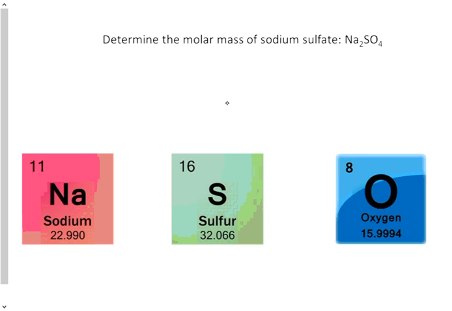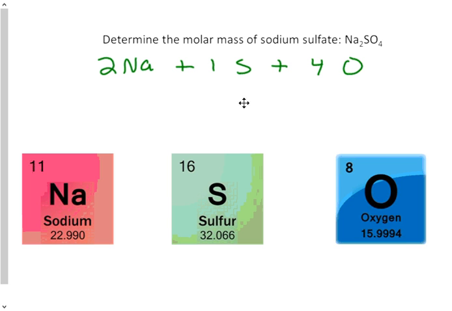Determine the molar mass of sodium sulfate. Now this is comprised of 2 sodium atoms and 1 sulfate. Now the sulfate's your polyatomic ion. But that's comprised of 1 sulfur, and let's see, 1, 2, it's all the way to 4, right there, 4 oxygens. So let's write that out. We have 2 sodiums plus 1 sulfur plus 4 oxygens.